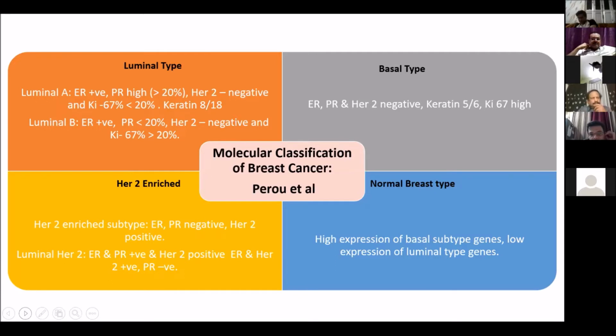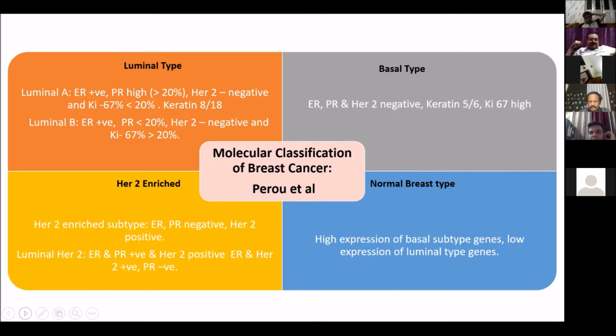Similarly, there was luminal B, which was ER positive, PR not so high, that is PR less than 20%, but these tumors were more proliferative. Ki67 was more than 20%, and again HER2 negative. Then the second subtype was HER2 enriched. Then they were further subclassified as HER2 enriched and luminal HER2. So HER2 enriched means ER/PR was negative, and in luminal HER2, ER/PR was positive along with HER2 positivity.